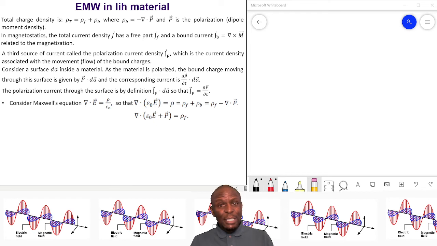Now, consider the first Maxwell equation. I want to rearrange this equation, taking the epsilon to the other side so that I can have the total charge density. That total charge density is given by that. But I also know what the bound charge is. The bound charge is the negative divergence of the polarization. So I take the divergence to one side and the free charge density to the other side, and I define this as the D vector.